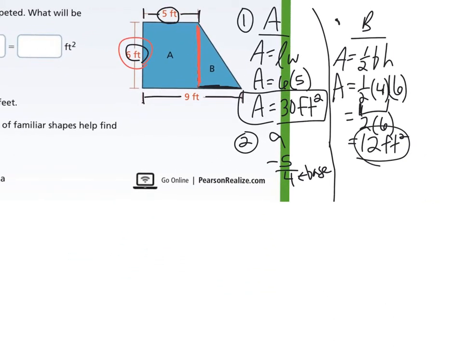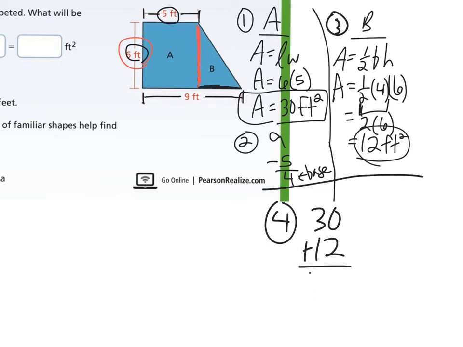And then that's step 3, I guess. And then the last step would be just adding those together. So 30 plus 12 would be 42 square feet.